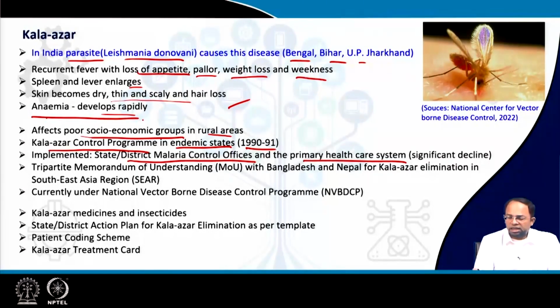After this, there was a significant decline in Kala-Azar, but still it remains. A tripartite memorandum agreement has been signed with Bangladesh and Nepal for the elimination of this disease from the Southeast Asian region, because you cannot remove it only from our country. The surrounding areas are affected, and it will come back again.